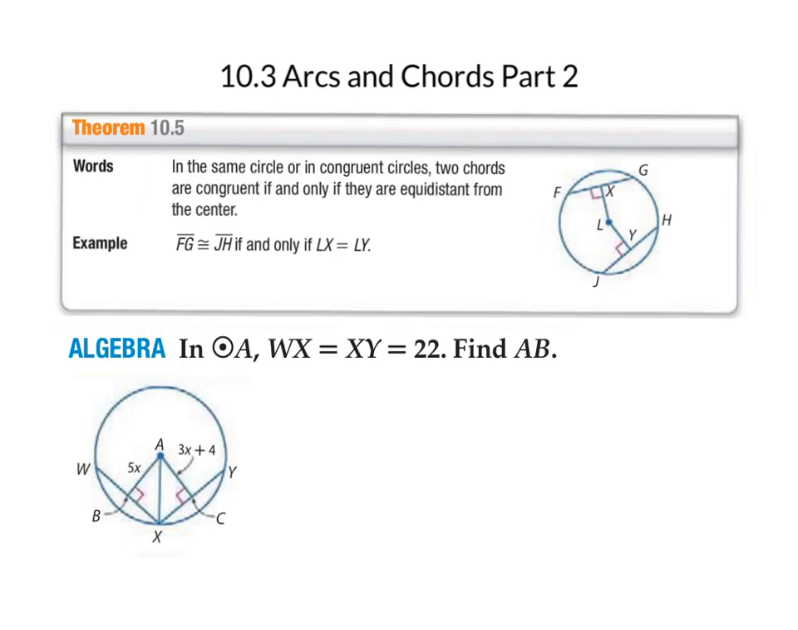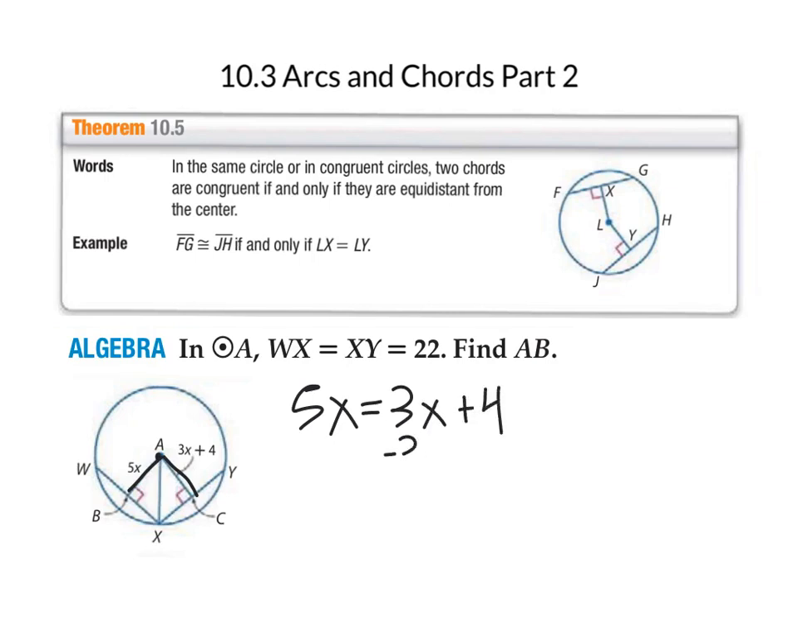All right, in this problem here, they're telling us that in circle A, WX is equal to XY, and those are 22. So they've told us that the chords are congruent. Therefore, because the chords are congruent, we know that the distance from the center of the circle to each chord is also congruent. So we can say 5x is equal to 3x plus 4.